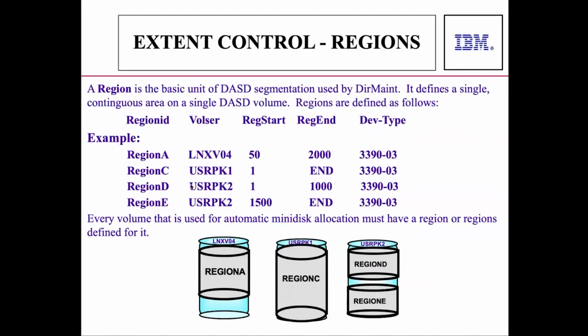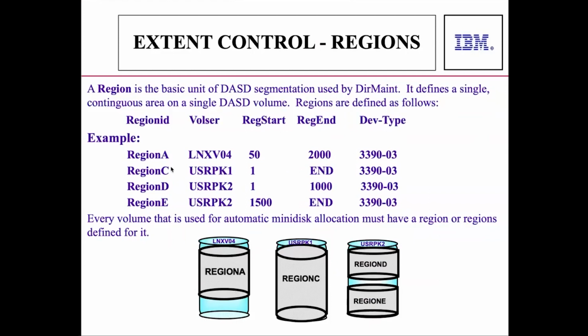You'll notice these definitions here. This is what this section looks like. This line is a comment; there is an asterisk in the file itself. Here I have a region ID called region A, what volume it's on, LNXV04, where it starts, the cylinder count, where it ends, this is the cylinder number, and what type of device it is. So region A takes up part of this volume, if this is like a mod 3 volume, a 3000 or so size volume.